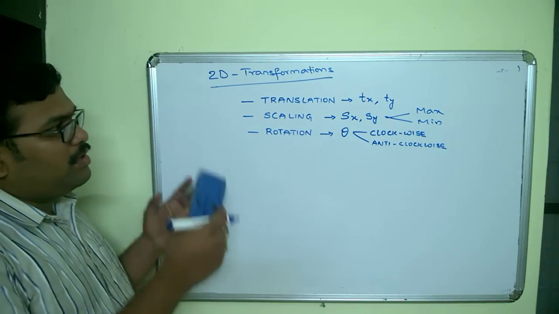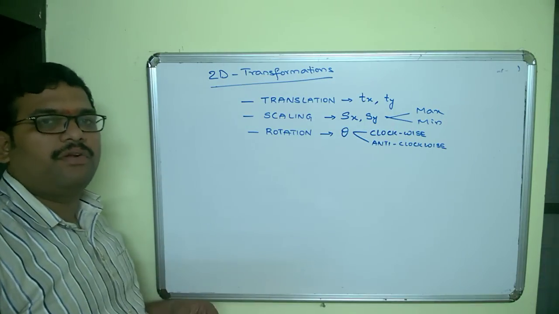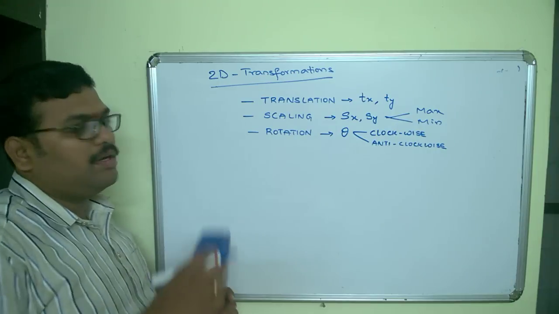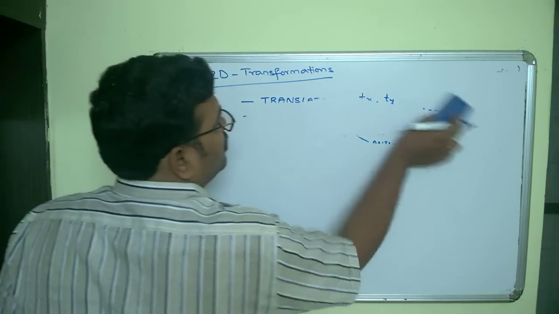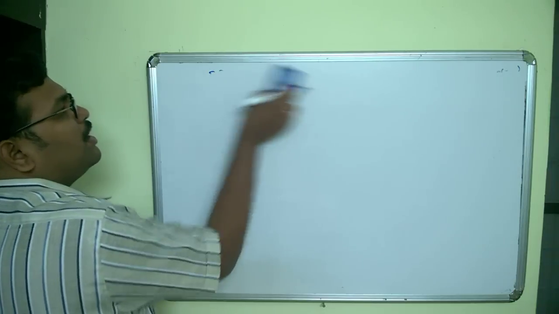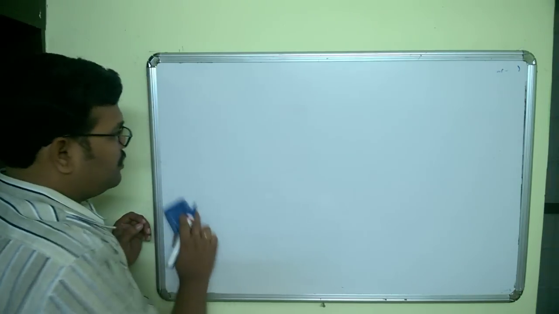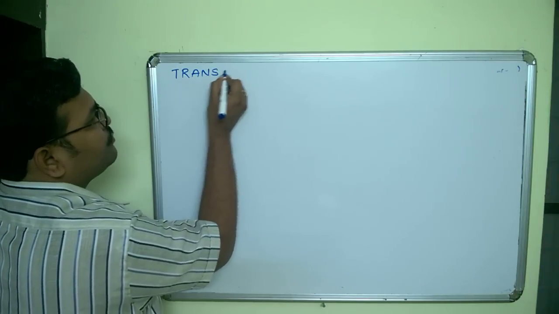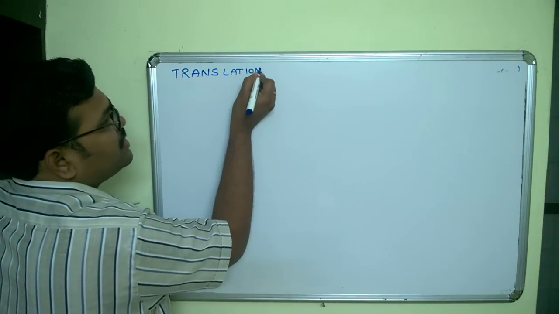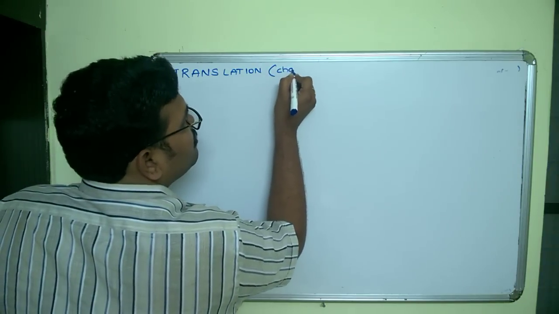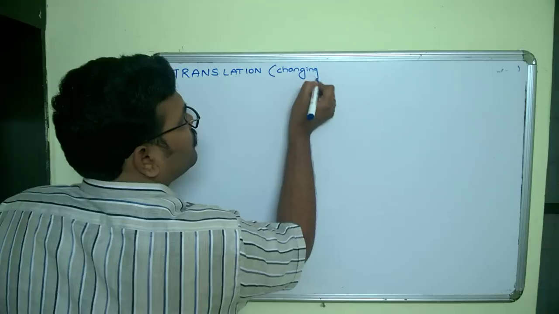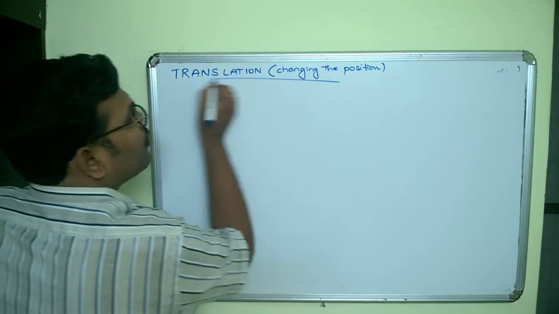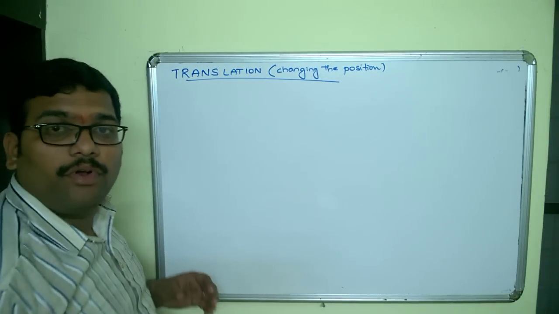Now let us have a look at each transformation, let us derive the formula for each transformation, and let us see the matrix representation for each transformation. Let us start with the first transformation function, that is translation. Translation is changing the position of an object.